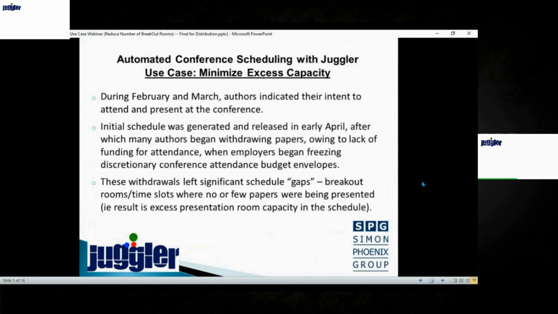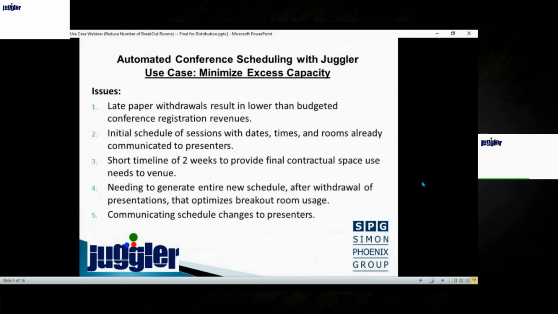In other words, there were breakout rooms and time slot combinations where there were no or very few papers being presented. So this resulted in a lot of excess presentation room capacity present in the schedule. In other words, large gaps in the schedule where there were rooms where literally nothing was happening. So that, as you can likely guess, creates issues for the organization that is putting this conference on.